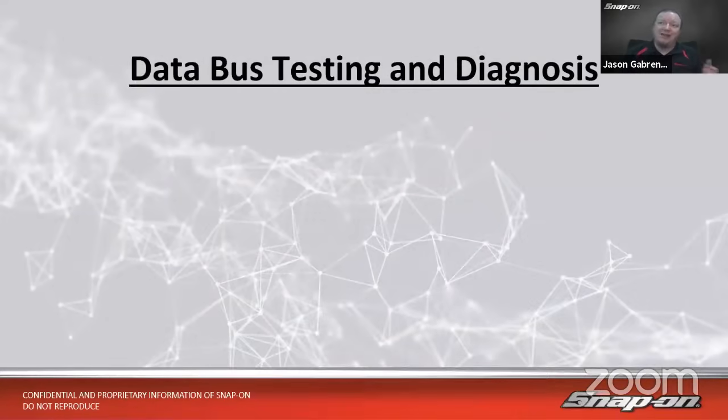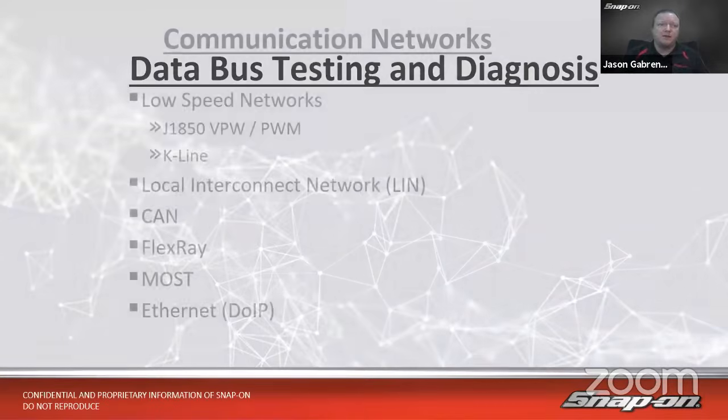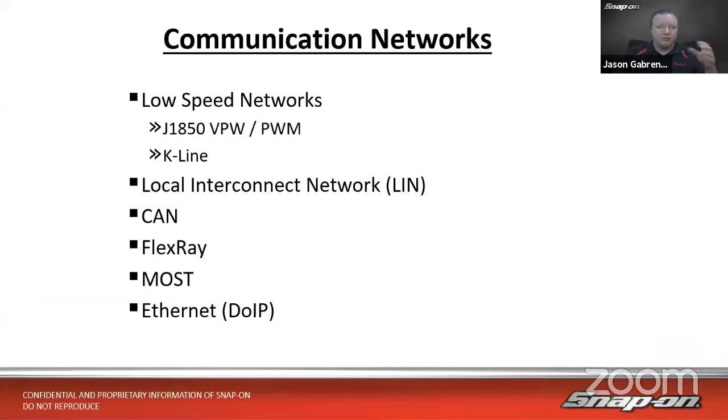So our topic today is data bus testing and diagnosis. And this is actually part one of a two-part course. So if you are with us this week, this is part one. And then next week will be part two. So we'll just continue on through our discussion next week. So for this week, we're going to do a high-level overview of networking and what a network is. And we'll talk through mainly our low-speed networks. So let's say J1850, both variable pulse width and pulse width modulated styles, K-line, LIN Bus, and CAN.